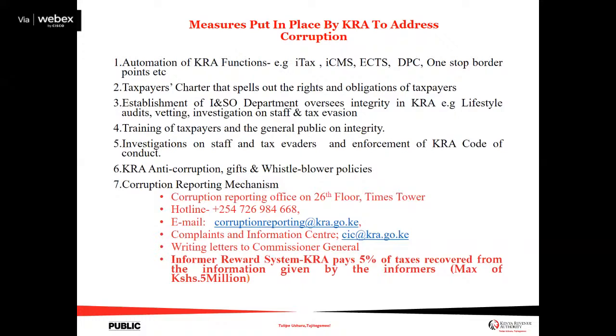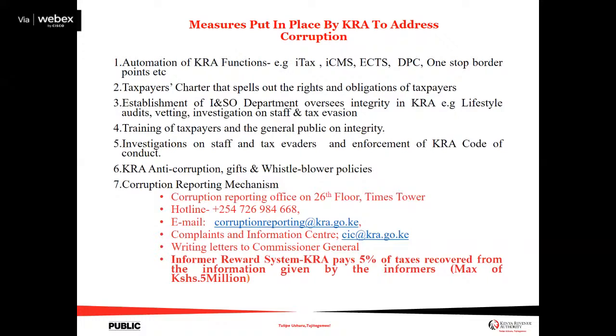So we train taxpayers and the general public on integrity, kind of like what you're doing right now. There's investigation of staff and tax evaders, and enforcement of the KRA Code of Conduct. We also have KRA anti-corruption, gift and whistleblower policies, and we also have a corruption reporting mechanism.